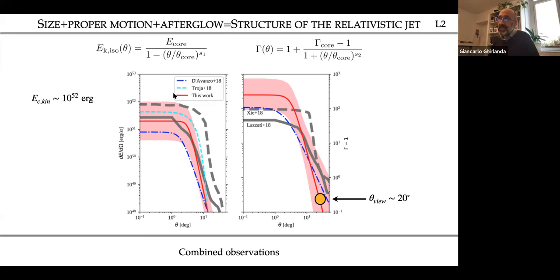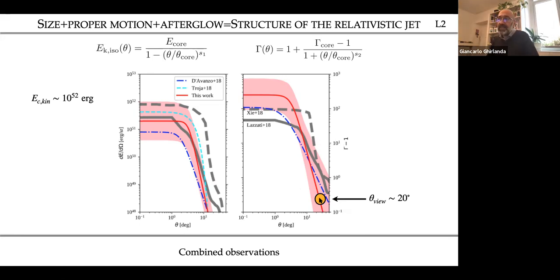We found that the core opening angle for the kinetic energy and the core opening angle for the gamma factor are similar. We found a slightly steeper slope for the decay of the power law for the Lorentz factor with respect to the energy. And we could constrain the viewing angle of the observer, which turns out to be approximately 20 degrees. So the structure is located more or less here, where there is this point.